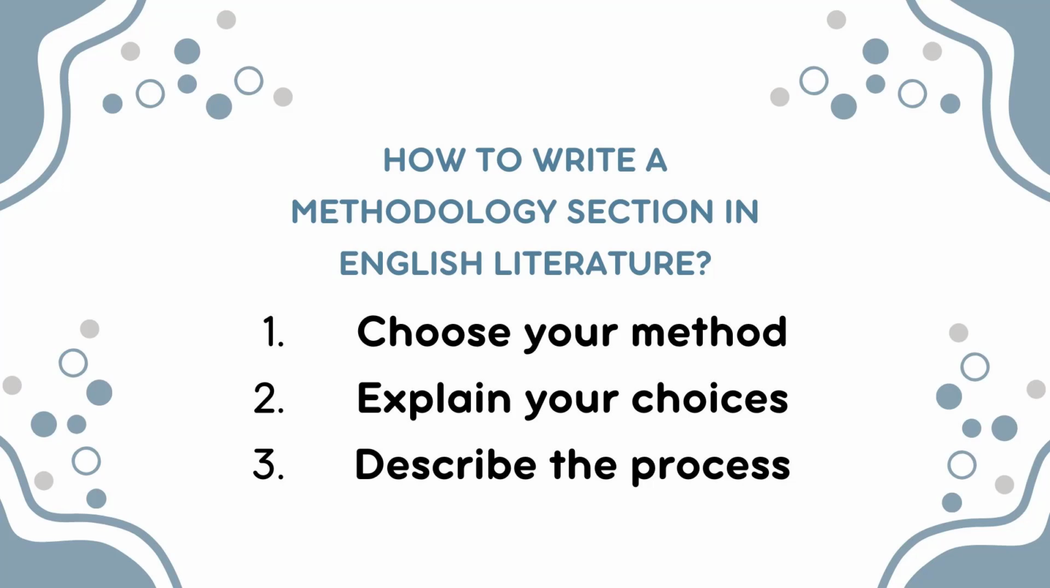How to write a methodology section in English literature. Writing the methodology section involves explaining your research method in clear, precise language. Choose your method, explain your choices, describe the process. Discuss whether you will use a quantitative or qualitative approach is known as choose your method. Why did you select this method? What makes it suitable for your research is known as explain your choice. Detail how you carried out the research, whether through textual analysis, archival work or survey, is known as describe the process.